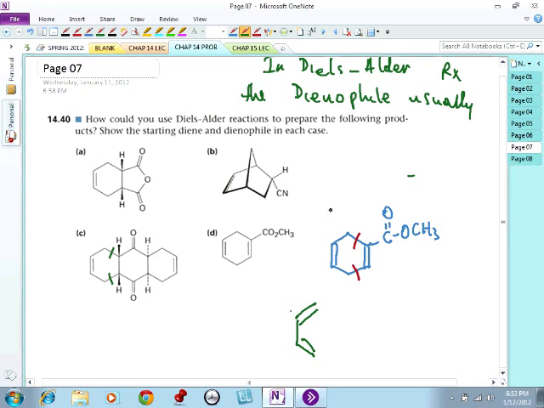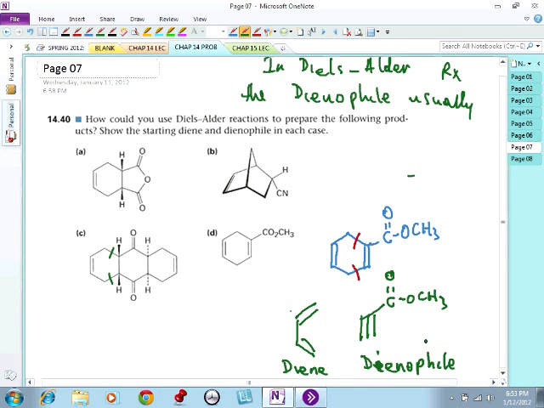Okay. So in this case, the triple bond, and that would be your dienophile. Okay. And so both of these, this is the diene, and this is your dienophile. So what this is telling you is that the carbon-carbon triple bond could also act as a dienophile. Okay. Is there any question before we go to the next one?